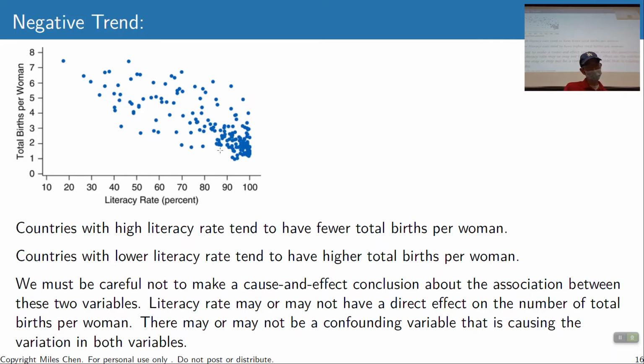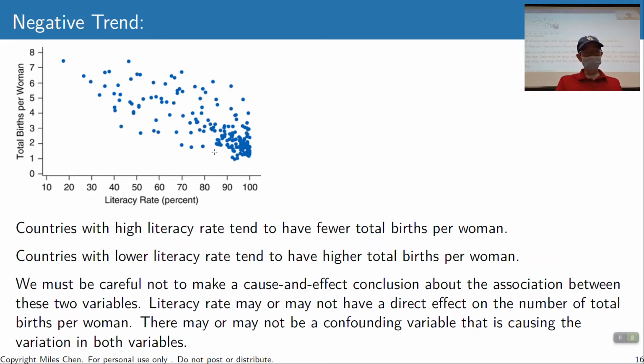And the two variables, and this is an interesting trend that appears in the data, is that countries that have higher literacy rates, okay, a larger portion of the country can read, tended to have fewer total births per woman, okay? And countries with lower literacy rate tended to have higher total births per woman. So that's kind of how we measure, I guess, fertility, is we say, all right, well, how many babies were born and how many women in the population, and so on and so forth.